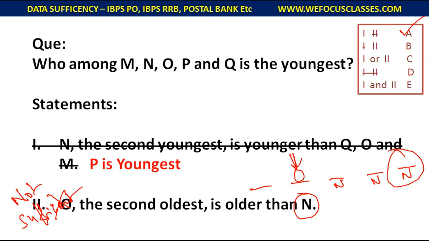When we are looking at the first statement, we ignore the second statement. When we are looking at the second statement, we ignore the first statement. If still the problem is not solved, then we combine both of them and we solve the problem. Now we see the second example.